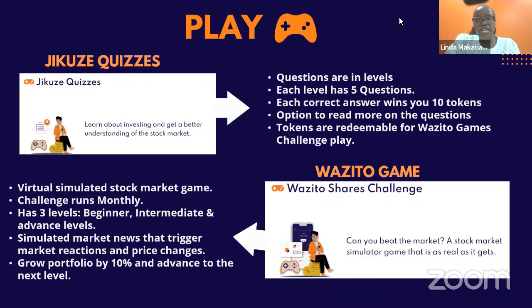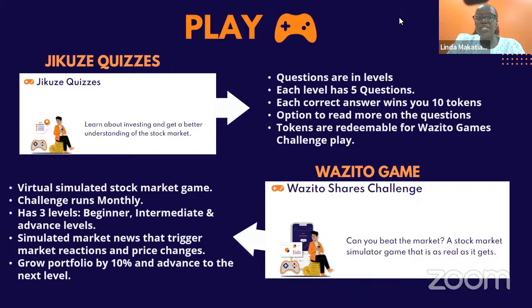Now at the intermediate level, you get access to 30 virtual companies as well. And then at the advanced level, you get access to 45 virtual companies to test out your trading skills. So if you're able to grow your portfolio by 10%, you advance on to the next level.